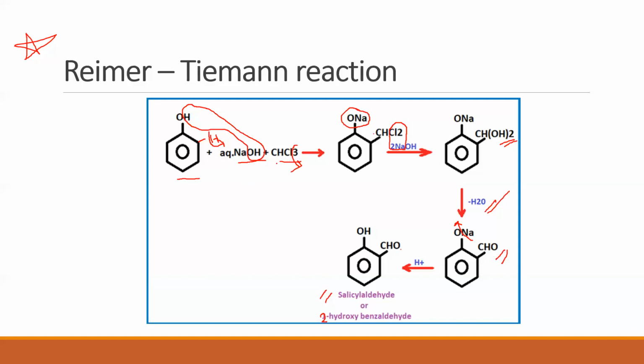Now, what is carbon tetrachloride? Yes, CCl4. CCl4 is carbon tetrachloride. So instead of chloroform, I want you to take carbon tetrachloride and complete this reaction. Find out what is your final product. So this is the first homework for today. Write Reimer-Tiemann reaction using carbon tetrachloride.